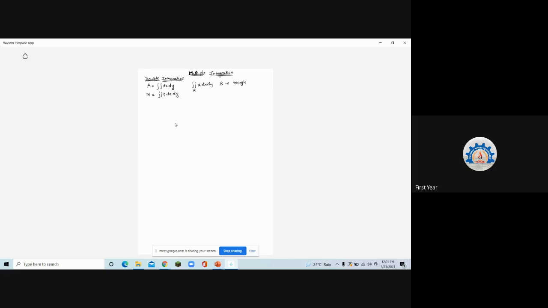What do we mean by vertical strip? What do we mean by horizontal strip? What happens when we select a vertical strip for double integration? Whose limits are taken internally? Y limits are taken internally, and then outside are x. If I take a horizontal strip, then internal will be x and external will be y.